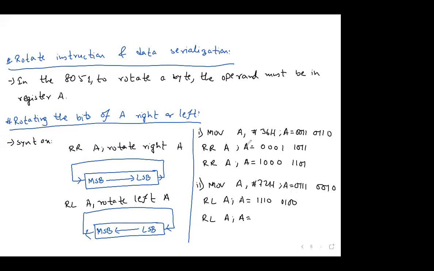So let me ask ID 09. Yes, sir. Tell me, what will be the last one? Sir, it will be 1100. 0011. Sir, 1100 1001. 1001. Yes. All right, so thank you. Anyone with any confusion? Okay, so if there is no confusion, let's move forward. This was actually very simple.